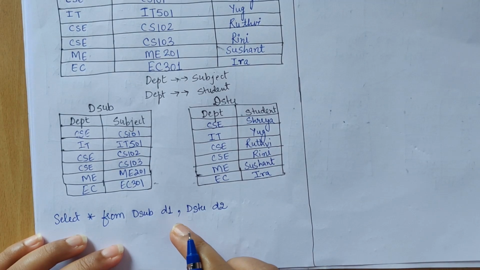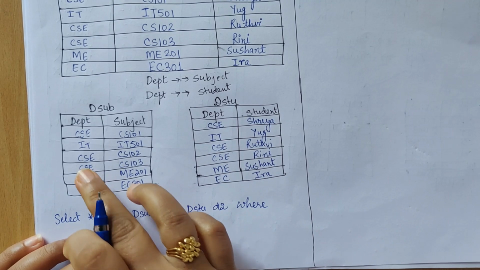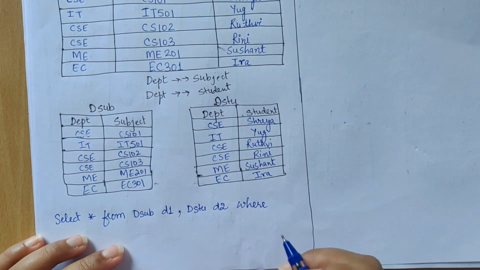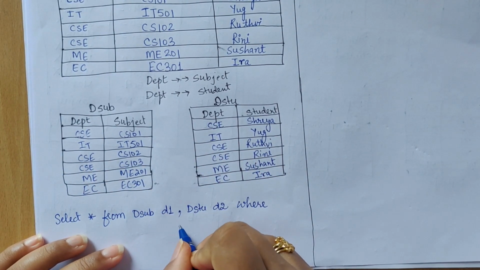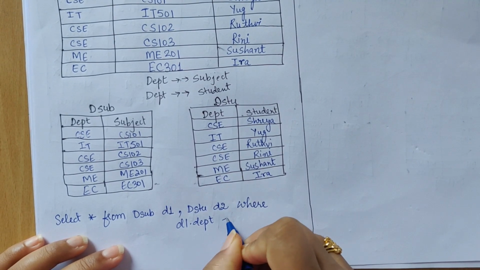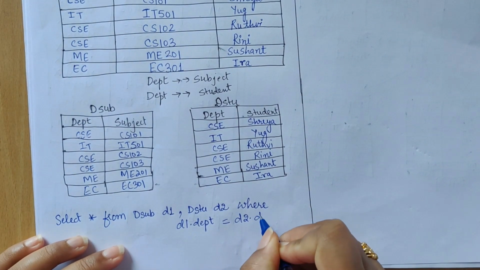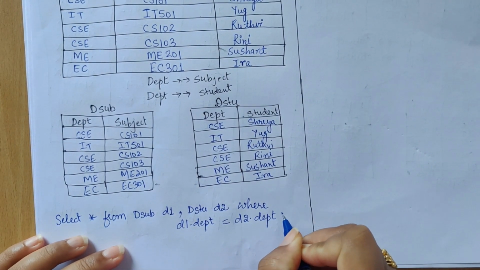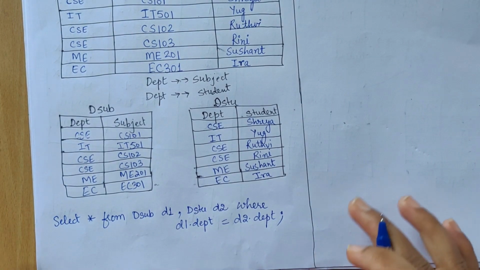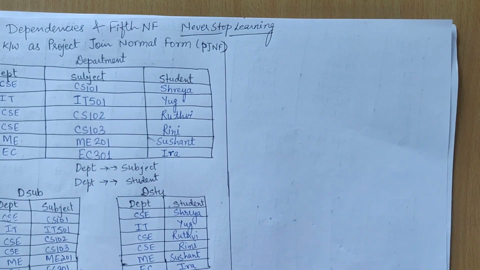So for joining there is a comma, and then the condition on the basis of which I want to join. So here I should write where D1 dot department is equal to D2 dot department. And on the basis of department, these tables should get joined. Now let's see what will happen if we join these tables.